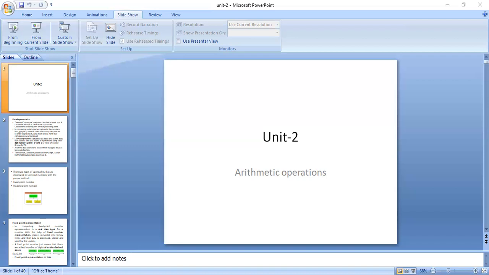In computer architecture, three multiplication algorithms are followed. The first algorithm is the sequential version of the multiplication algorithm. The second one is Booth multiplication algorithm. Then another one is fast multiplication, that is the bit pair recoding algorithm. In this slide I explain these three algorithms. The remaining, division algorithm and floating point arithmetic operations, I will explain in the next slide.